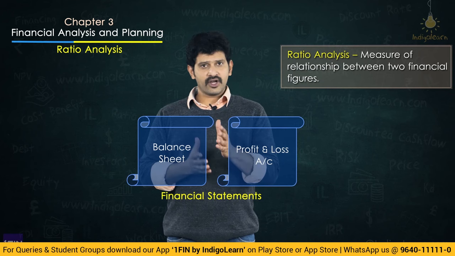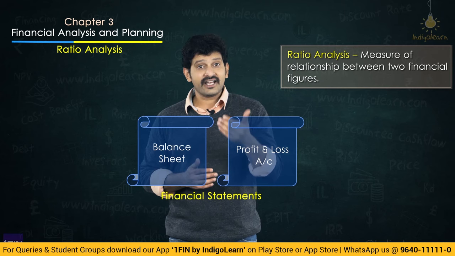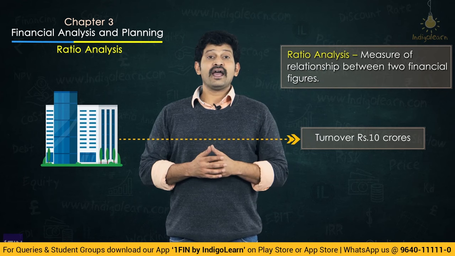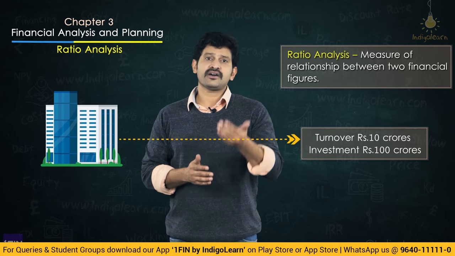Because as such, one particular item will not give us a detailed explanation about the financial status of a company. Say for example, a company is generating a turnover of some 10 crores. If you say 10 crores is a big number, now I will say later on, the actual investment made is 100 crores. So for 100 crores investment, is 10 crores a decent revenue or not? That we'll have to check.